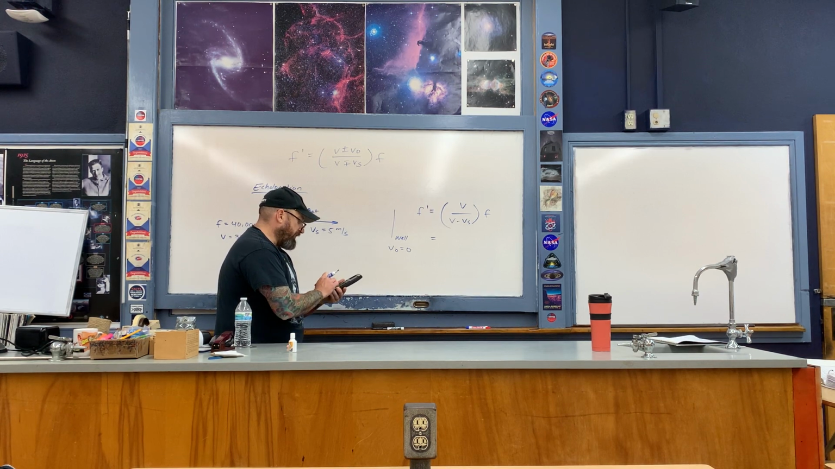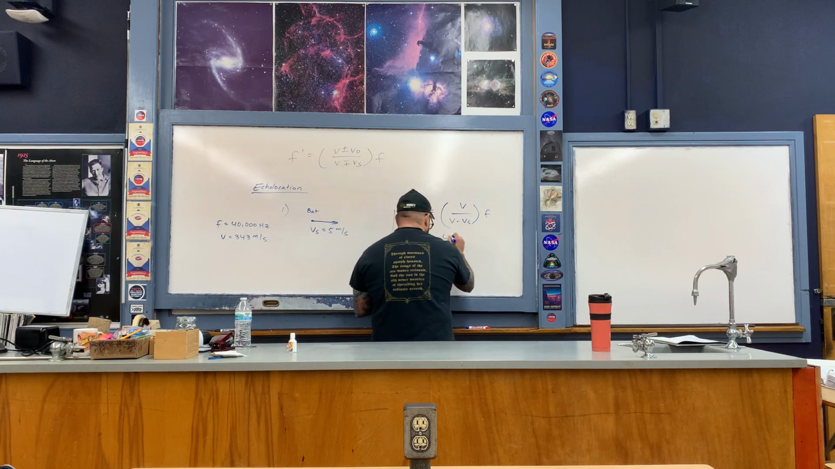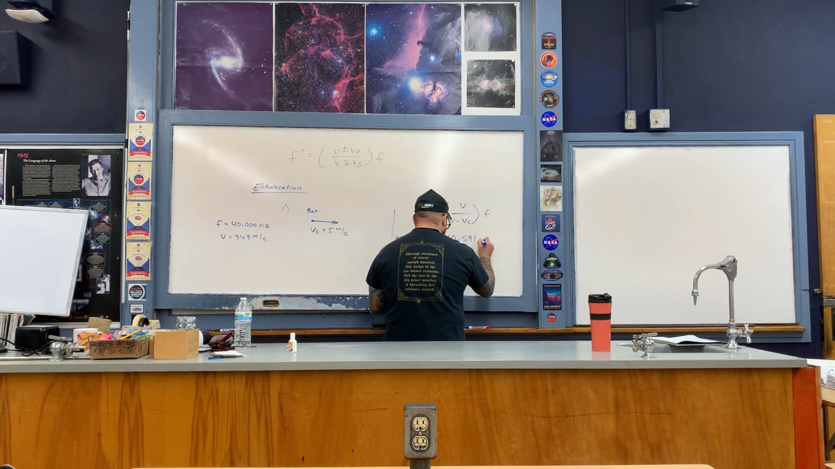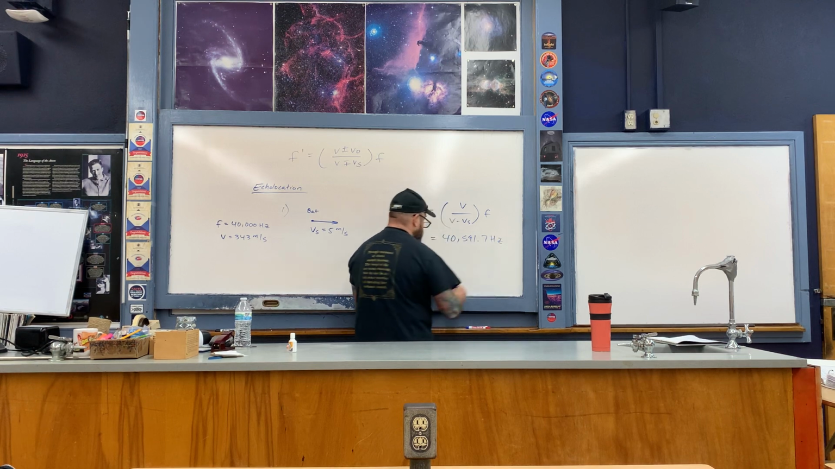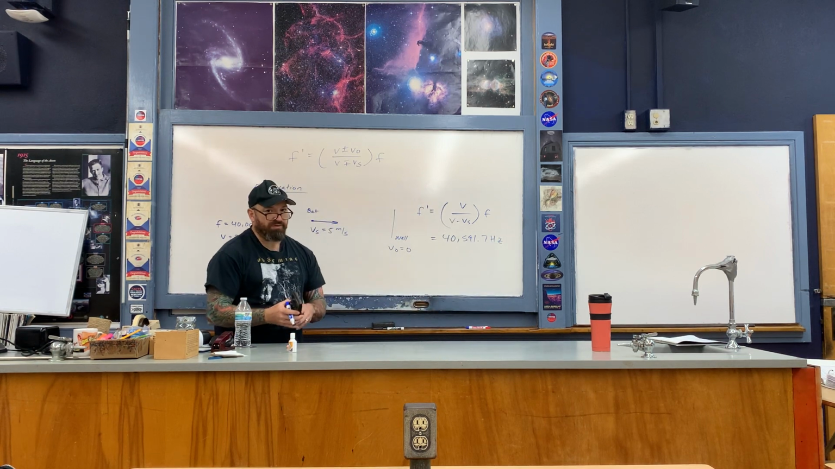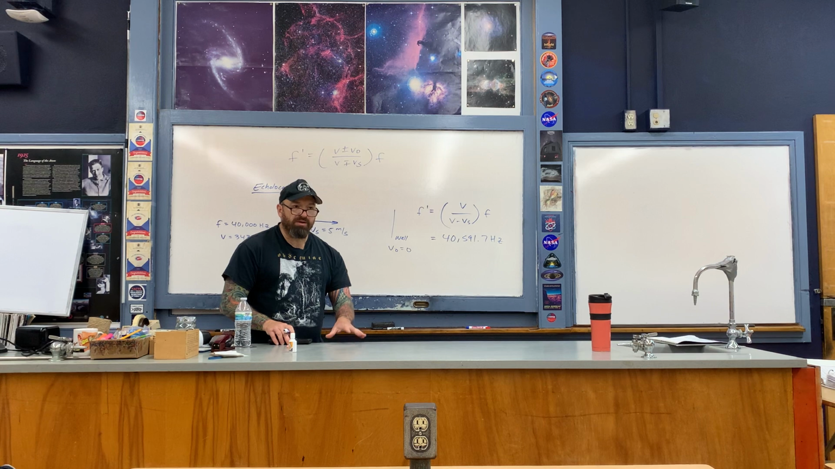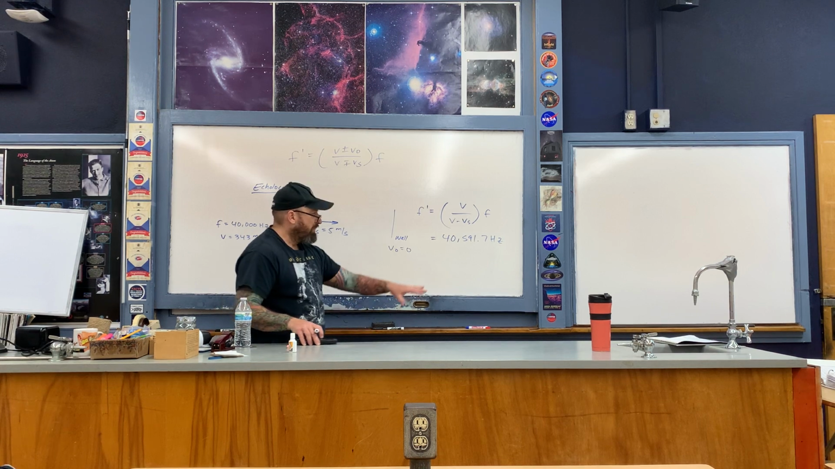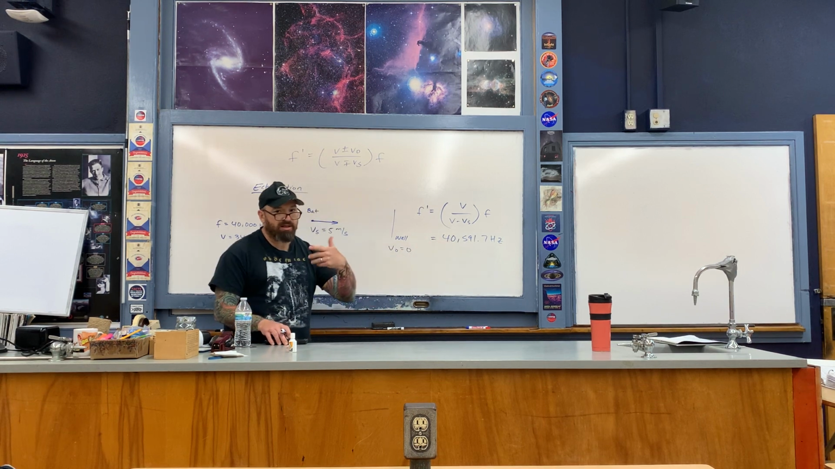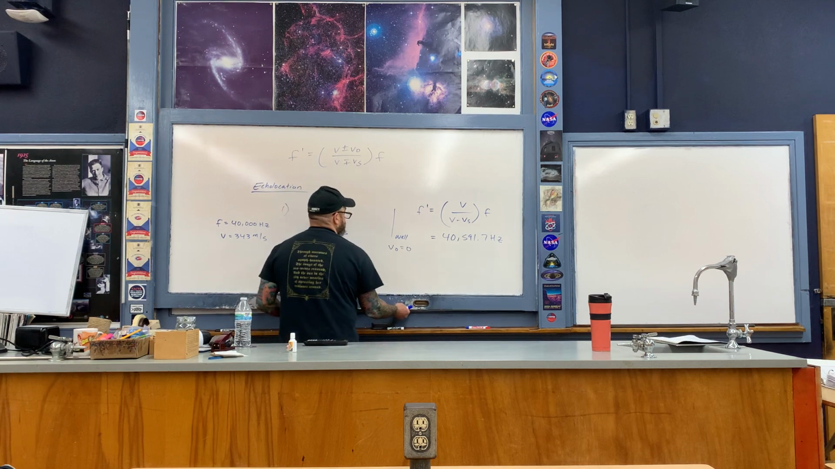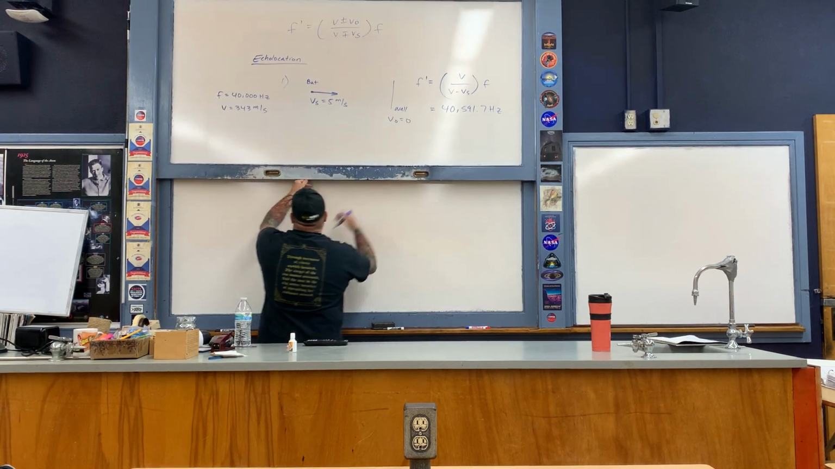And then multiply it by 40,000 hertz. Okay, so 40,591.7 hertz or so. This is the frequency that then reflects off the wall. So now in the second part, we think of the wall as a source, where this is the frequency that is coming off the wall.